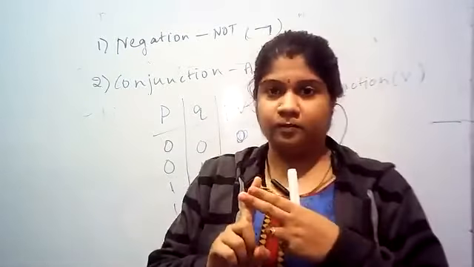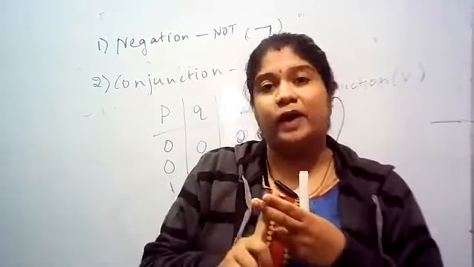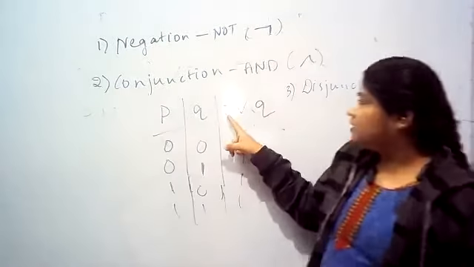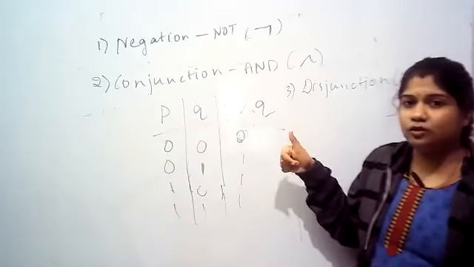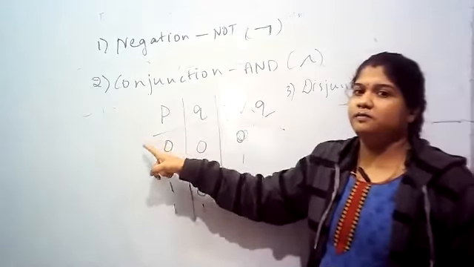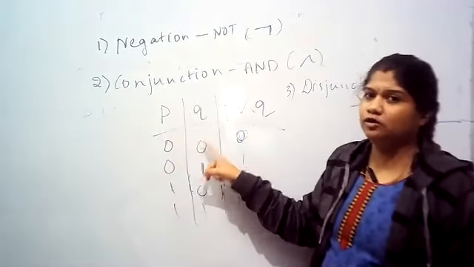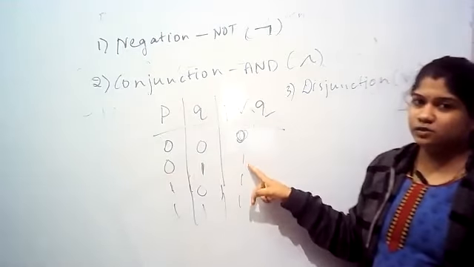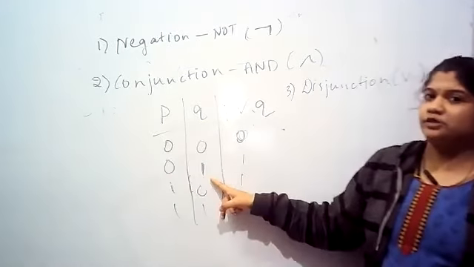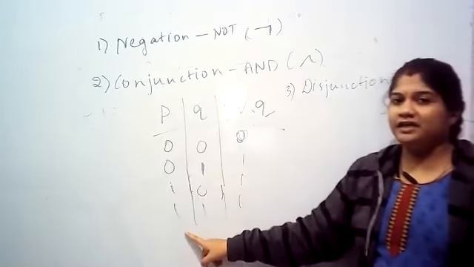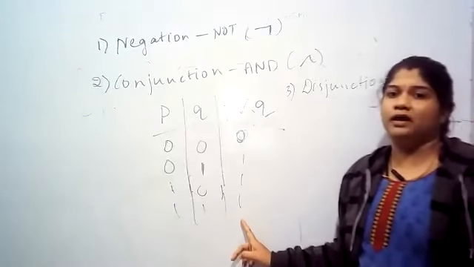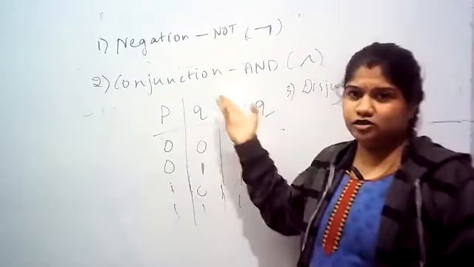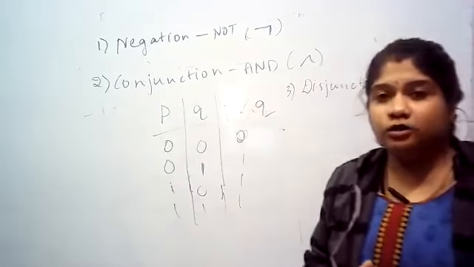One of the two has to happen. Who decides? The truth value decides. For example, if I ask for P disjunction Q, what is the truth value? When P is 0 and Q is 0, the truth value is 0. When P is 0 and Q is 1, it is 1. When P is 1 and Q is 0, it is 1. When P is 1 and Q is 1, it is 1. So the final result is either 0 or 1 based on the logic. It is nothing but truth value.